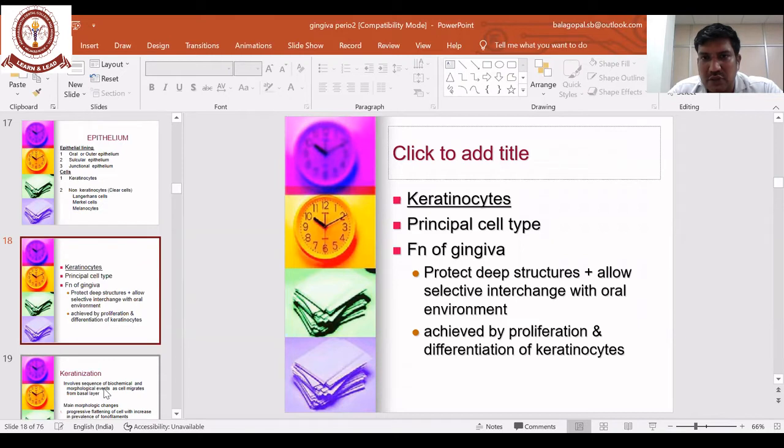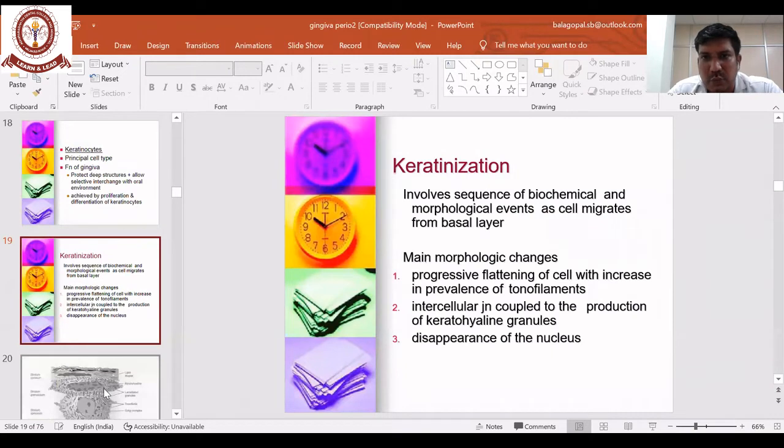The function of the gingiva is to protect the deep structures and allow selective interchange with the oral environment. It is achieved by the proliferation and differentiation of the keratinocytes. What is the importance of keratinization? It involves a sequence of biochemical and morphological events as cells migrate from the basal layer. The main morphological changes are progressive flattening of cells with an increase in prevalence of filaments and intercellular junctions, coupled to the production of keratohyalin granules and the disappearance of the nucleus.